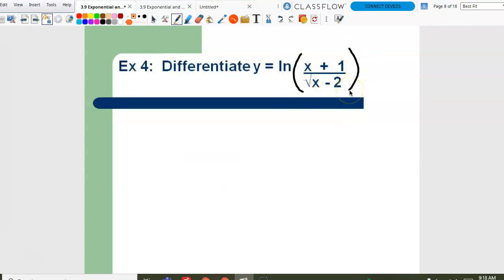This is where knowing your properties comes into play. Because if you try to take the derivative right now, you have 1 over u, which would be 1 over a fraction, times the derivative of that fraction, which would be a quotient rule. Whereas if you use your properties, you can take the natural log of a division and turn it into a natural log minus a natural log.